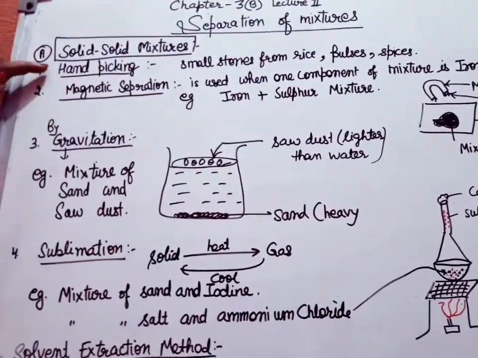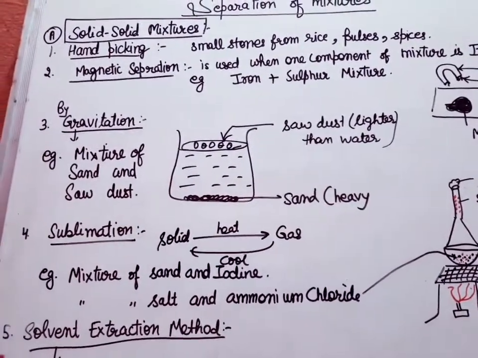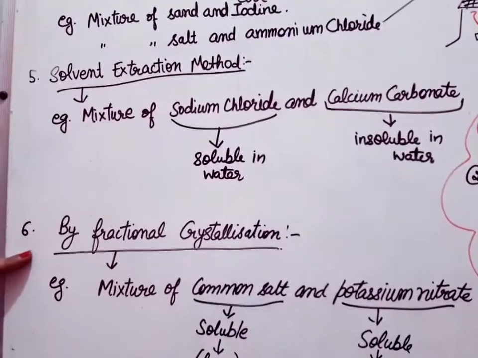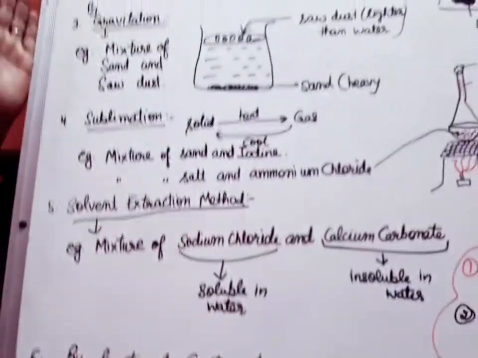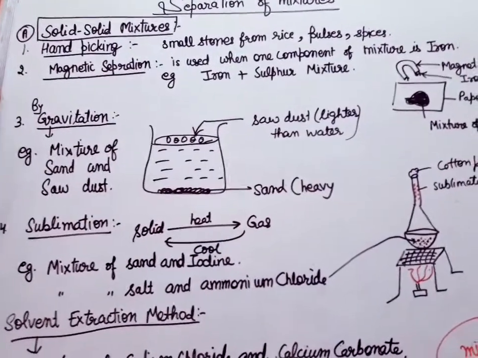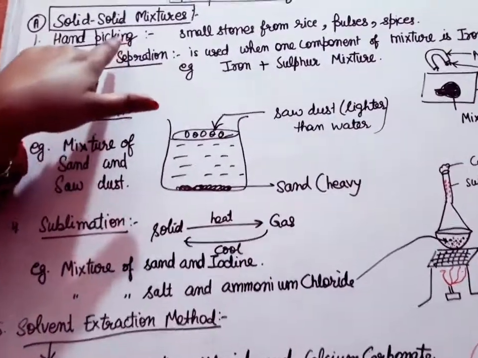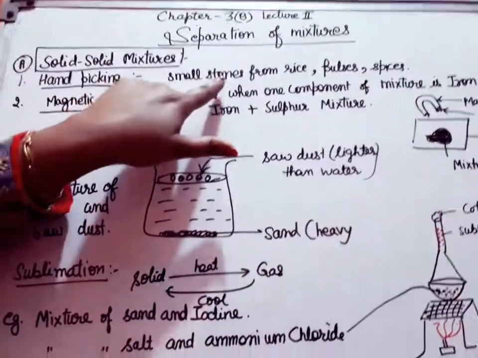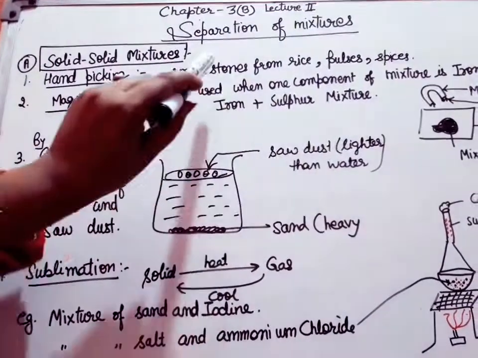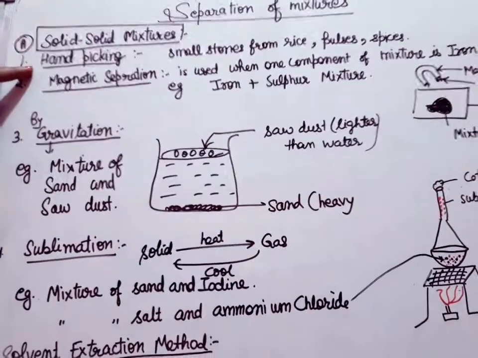These are the methods: hand picking, magnetic separation, gravitation method, sublimation method, solvent extraction method and fractional crystallization method. And now the question arises, when you will use which method? Which method is suitable for which kind of mixtures? So hand picking. Example, small stones from the rice, pulses and spices. The small stones from the rice, pulses and spices can be removed by hand picking method.